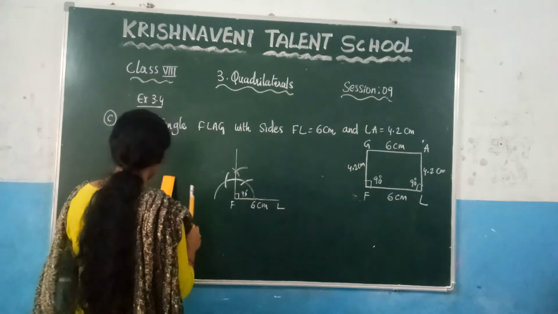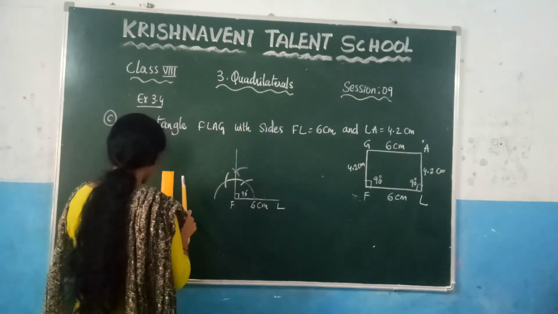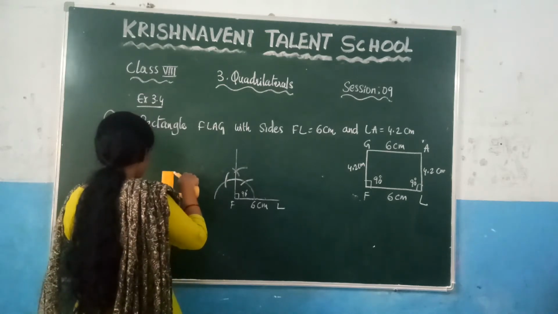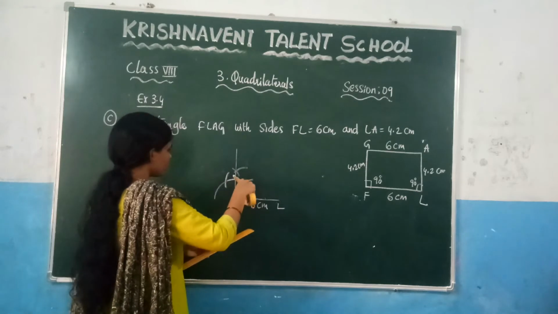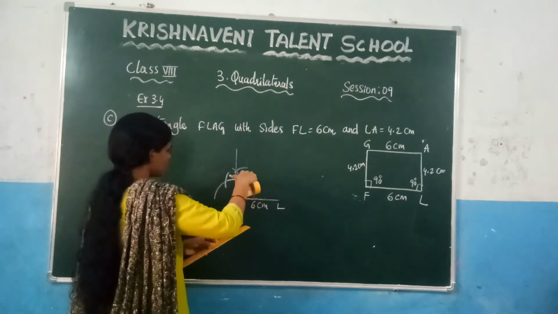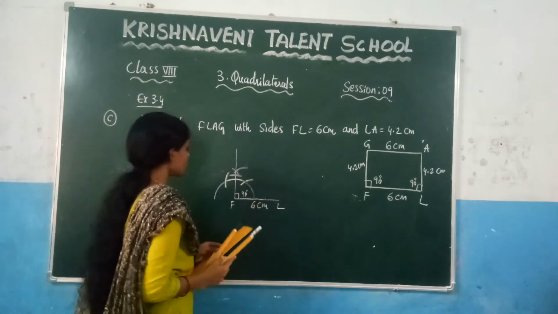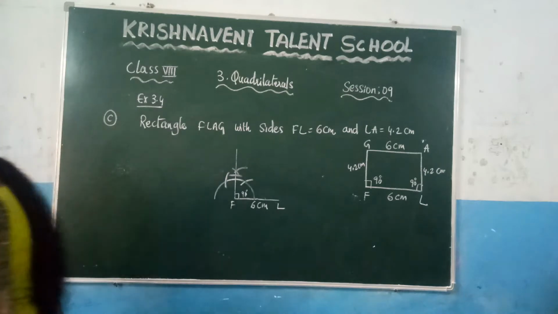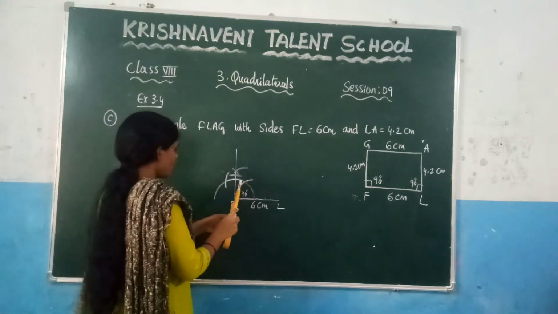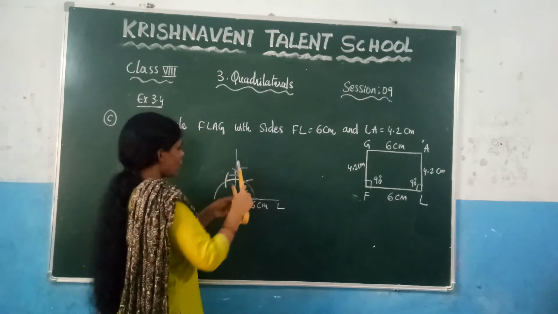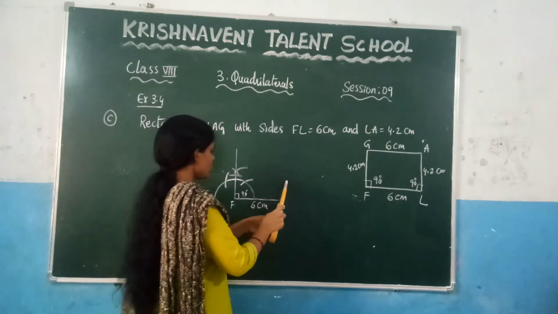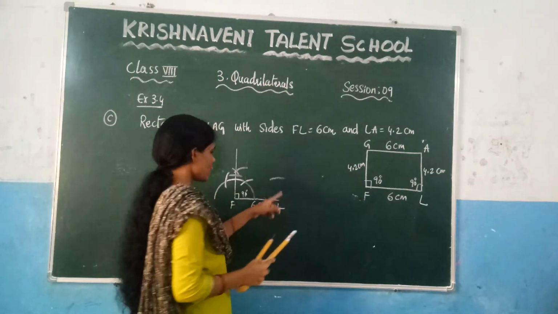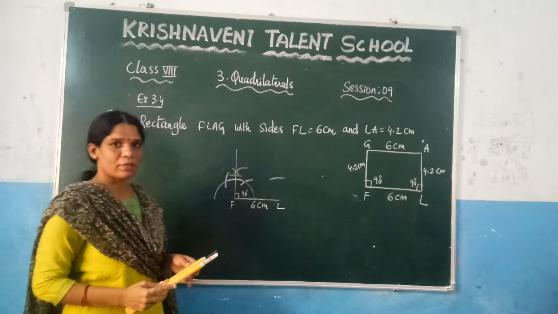So here take 4.2. Right, this is 4.2. And you know that in a rectangle the opposite sides are equal. So this is 4.2, which I have drawn here. Now with the same, you need to draw it here at the vertex L. Draw 4.2 centimeters here. And you know that this length and this length are equal in a rectangle.